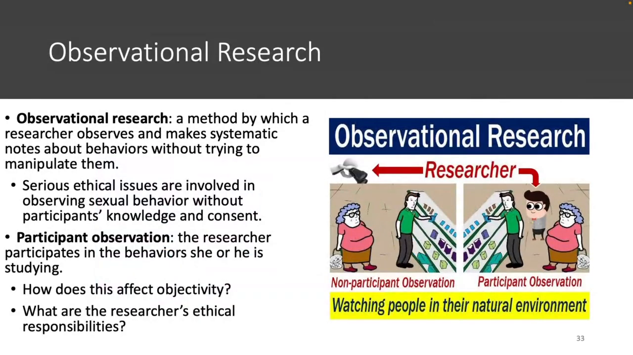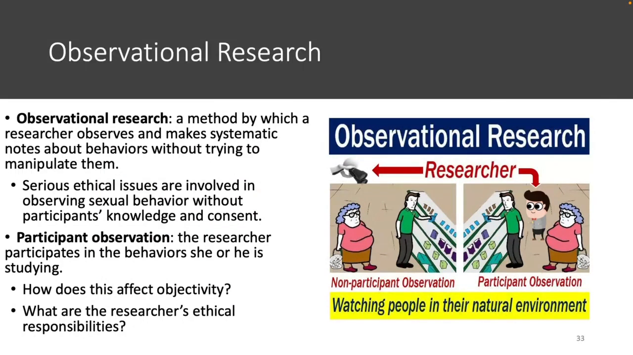And then observational research. This is where the researcher observes a group of people or a person. They make notes about behaviors without trying to manipulate them. And so the tea room study would have been an observational research. So there are serious ethical issues because how do you observe sexual behavior without participants' knowledge or consent? In addition, we tend to act differently when we know someone is observing us. And so as you can see from this image, the purpose is you want to be able to observe without people knowing so they continue to act normal.